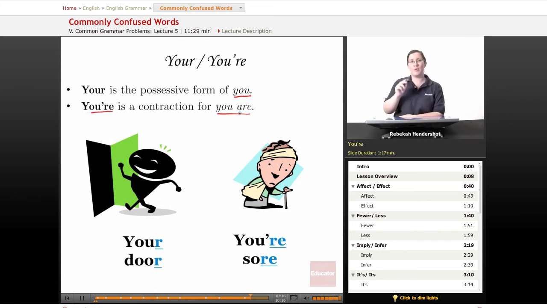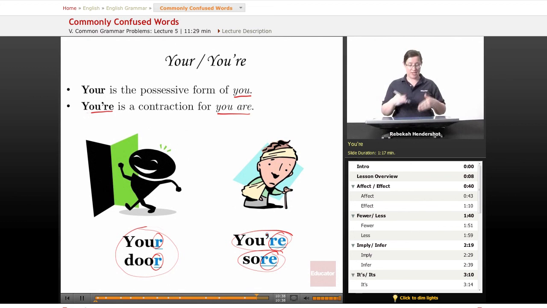Now, the way to remember which one is which, just remember, your door, the door that you actually own. They both end with R. If you're talking about something you actually own, your door. Now, by contrast, you could also say you're sore. They both end with RE. You couldn't say you are door or your sore. You would say your door, R, you're sore, RE.